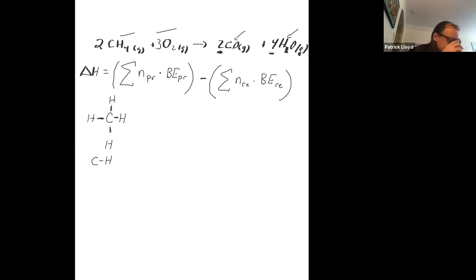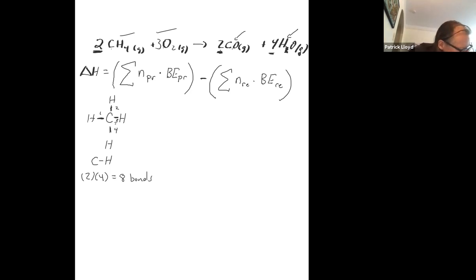So we're going to have to look up that value for CH. Now, how many CHs are there? Well, there's 1, 2, 3, 4, but there's 2 of these, so it's 2 times 4. That's 8 bonds, right? There's 4 for each CH4, but there's 2 CH4, so that's a total of 8. When we look that value up, we're going to multiply it by 8.